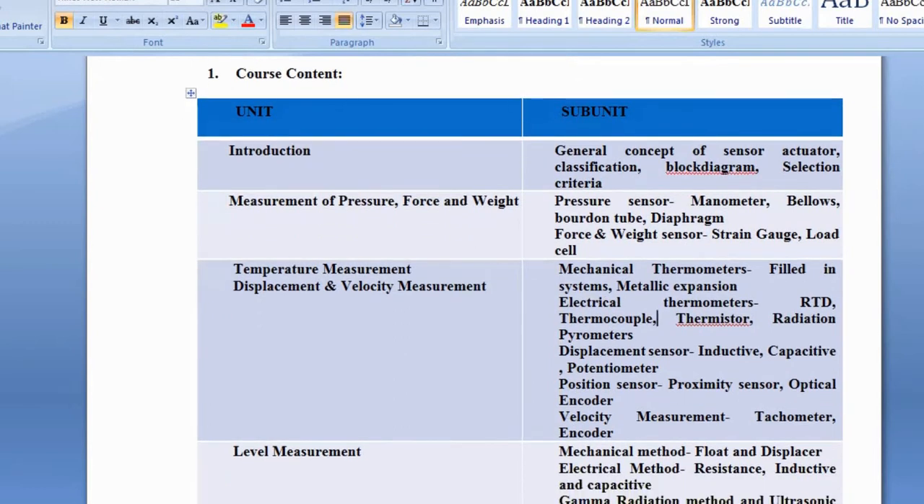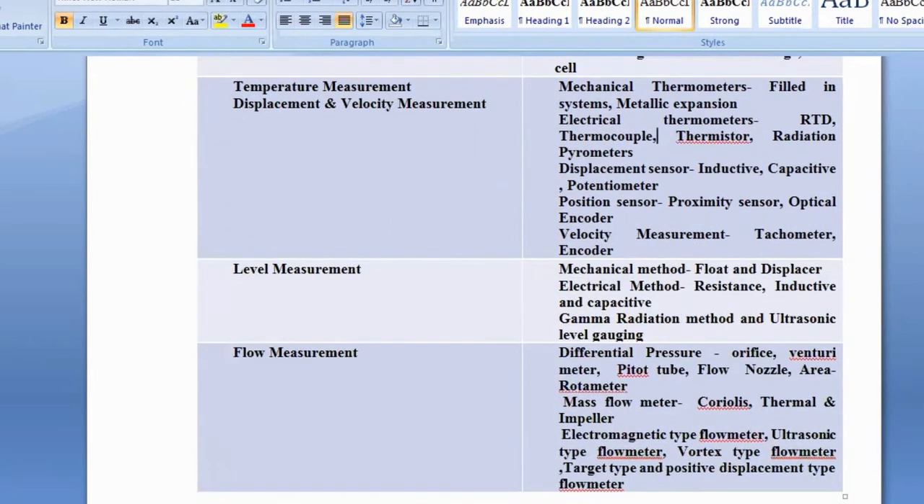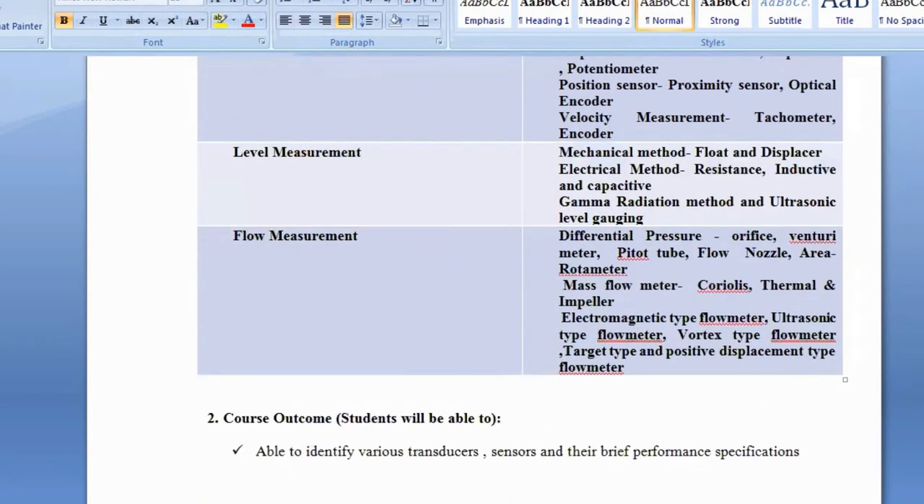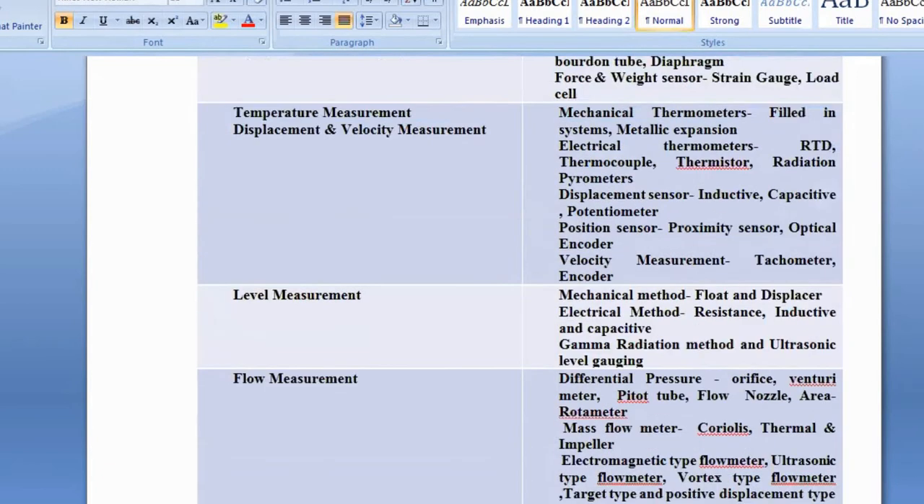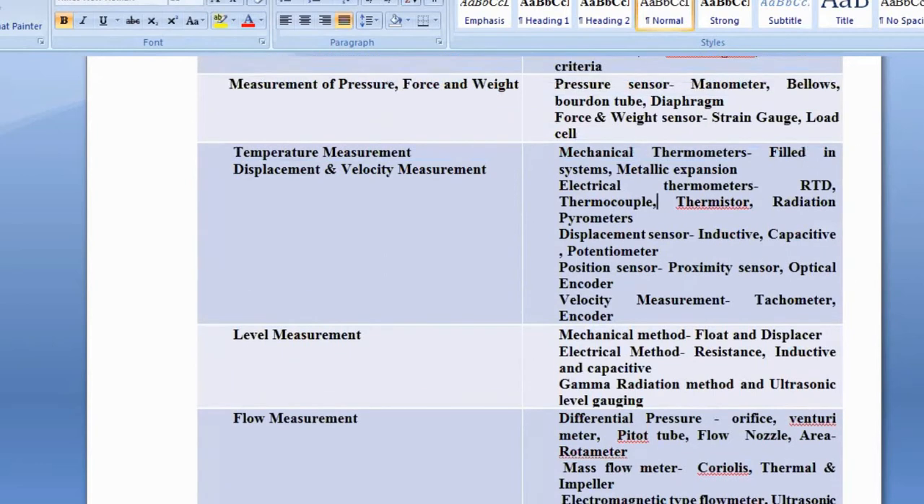So, introduction. These are the next chapters, chapter 5 and chapter 6, level measurements and flow measurements, that will be continuing in the next class. From the flow measurements, only one experiment you can perform. That is only the orifice meter, that is a typical and very interesting application. That is the only one you can perform.